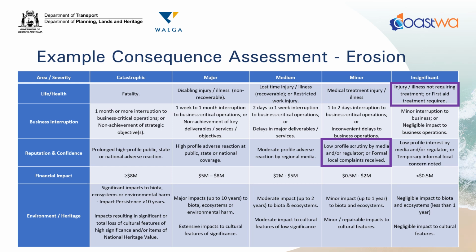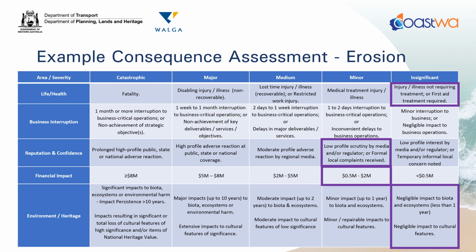I'm yet to see a house that would be impacted by coastal erosion not have some kind of coverage in the media. So there's a risk of that occurring. From a financial perspective, it's a coastal house. Say it's somewhere between half to $2 million. And then when we look at the environment and heritage, there's negligible impact.